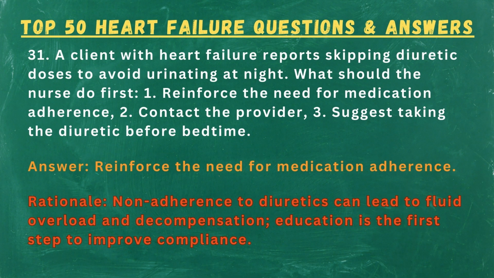31. A client with heart failure reports skipping diuretic doses to avoid urinating at night. What should the nurse do first? 1. Reinforce the need for medication adherence. 2. Contact the provider. 3. Suggest taking the diuretic before bedtime. Answer: reinforce the need for medication adherence. Rationale: non-adherence to diuretics can lead to fluid overload and decompensation. Education is the first step to improve compliance.